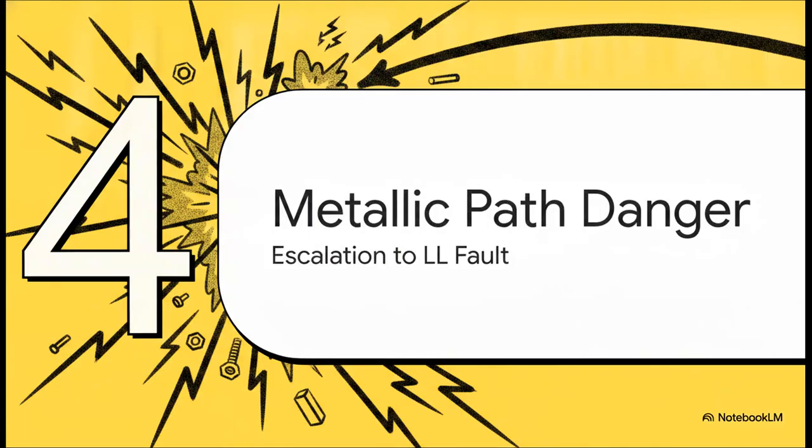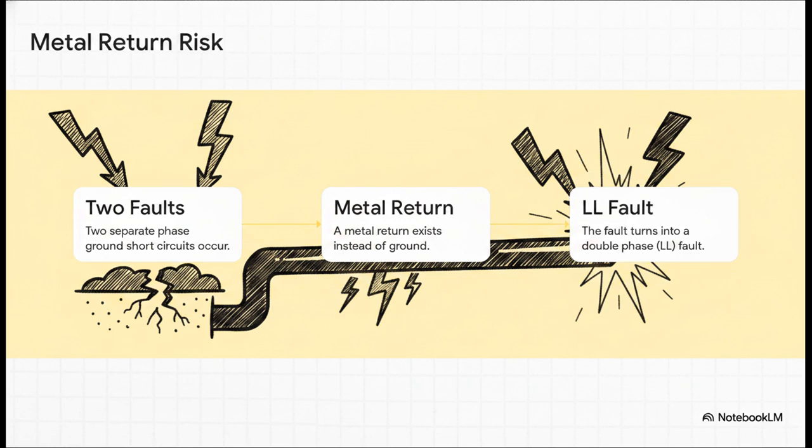Which brings us to Section 4, the metallic path danger. This is where we really need to highlight a major engineering hazard. Let's walk through exactly how these separated faults can escalate. Step 1, you've got your two independent ground faults occurring at different locations on different phases. Step 2, instead of the fault current safely dissipating into the Earth like it should, a metallic return path connects these two distant faults. And Step 3, since electrical current always seeks the path of least resistance, that highly conductive metallic connection suddenly turns the whole situation into a dangerous, severe double-phase or line-to-line fault. The physical distance completely stops protecting the system because the metal has linked the two phases together.